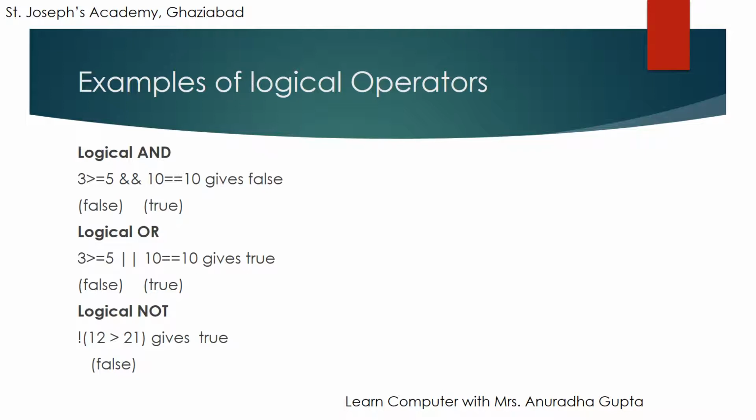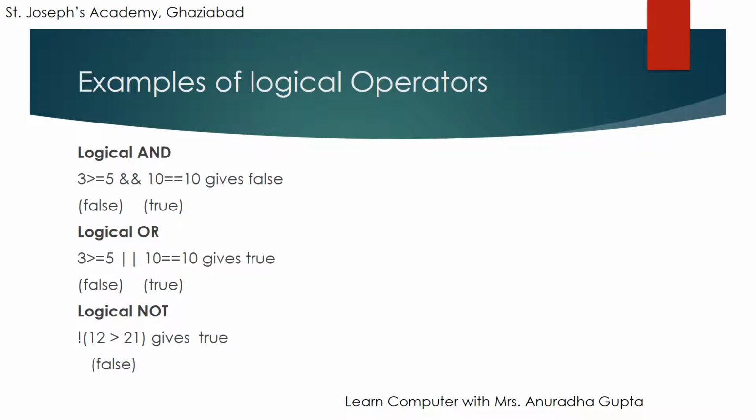Let's come to the next, logical OR. First condition, 3 greater than equal to 5. No, it's false. Second condition, 10 equals to 10. It is true. Because we are doing logical OR here, this complete statement will give true. Because in the logical OR, if either condition is true, it gives true.